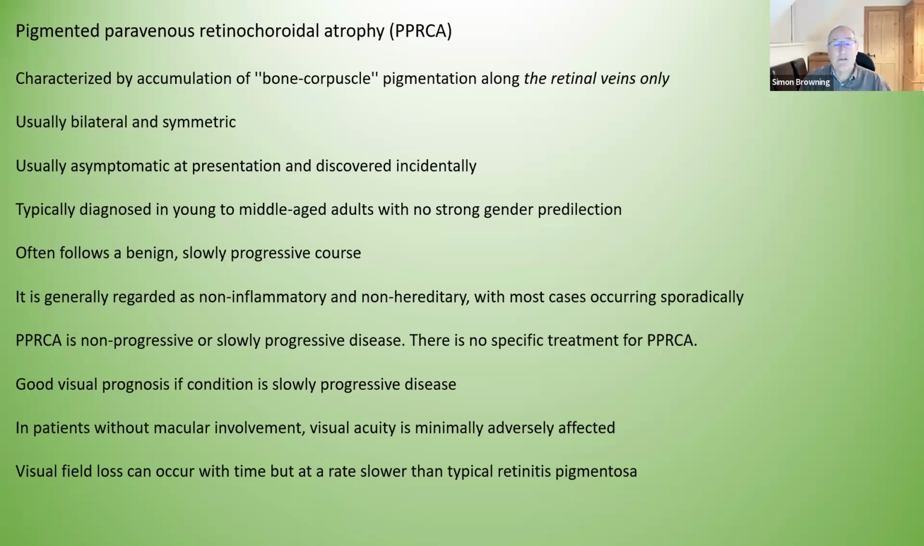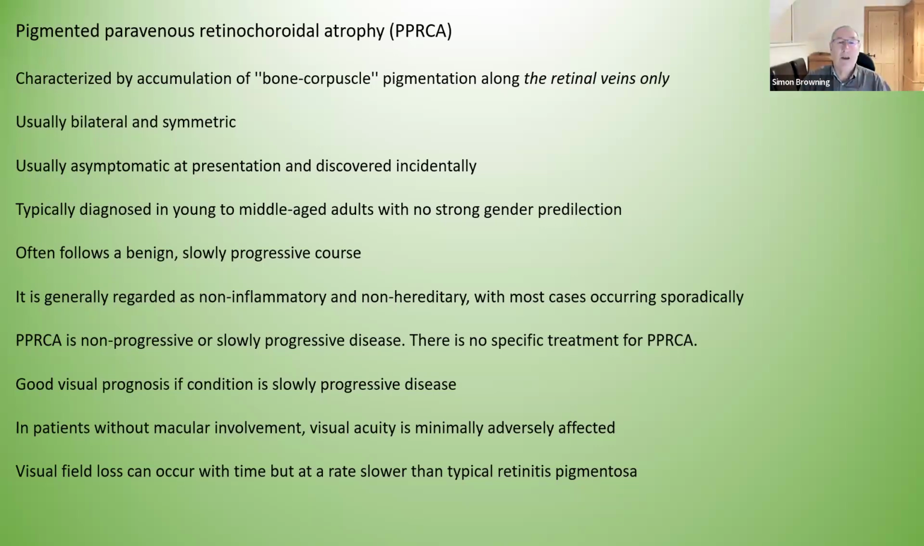Middle-aged adults tend to show this. It's benign, it's very slowly progressive. It's generally non-inflammatory and non-hereditary. And as I say, it's slowly progressive. And visual prognosis is actually good with it. So although image-wise it can look quite horrendous, actually you could refer these purely and simply for a confirmation of diagnosis. But although it looks horrific, you don't need to do a rapid referral on these.